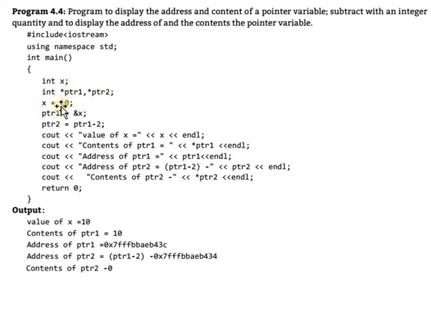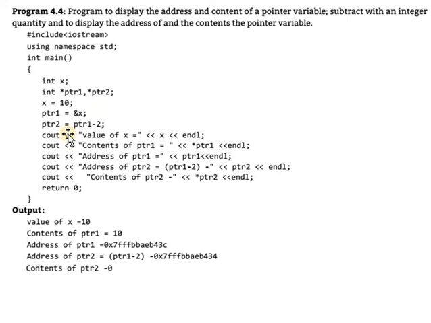Then in ptr1 the address of the x variable is stored. Then we are applying an arithmetic minus operator. In this expression we require the second pointer variable, that is ptr2, for storing the result. Here we are subtracting 2 from the pointer 1. Here the minus operator is applied.